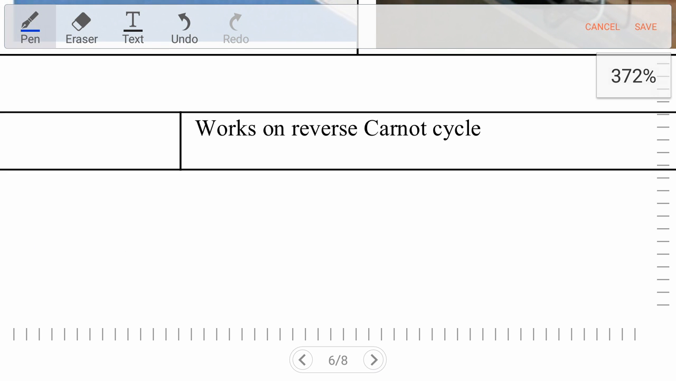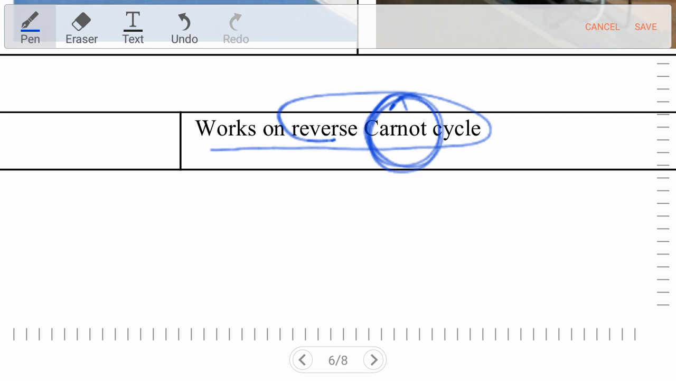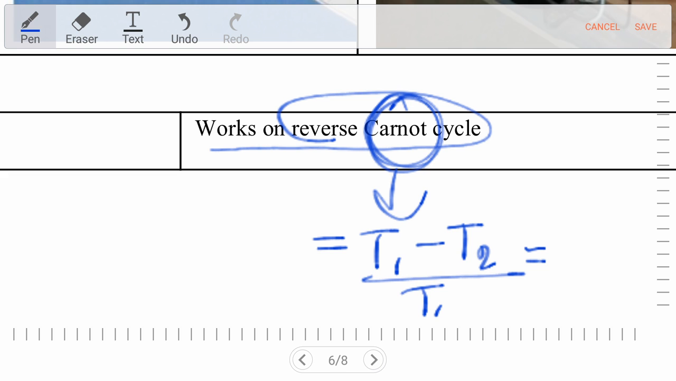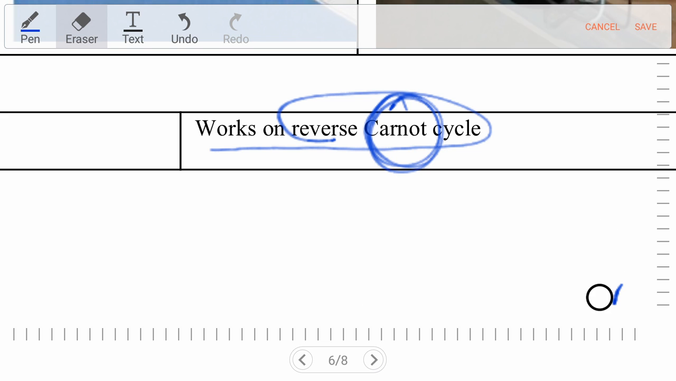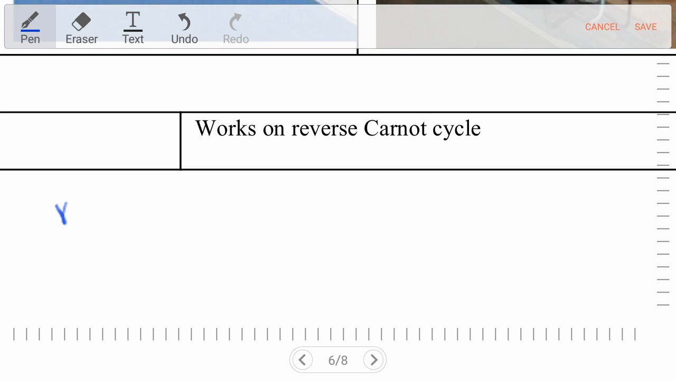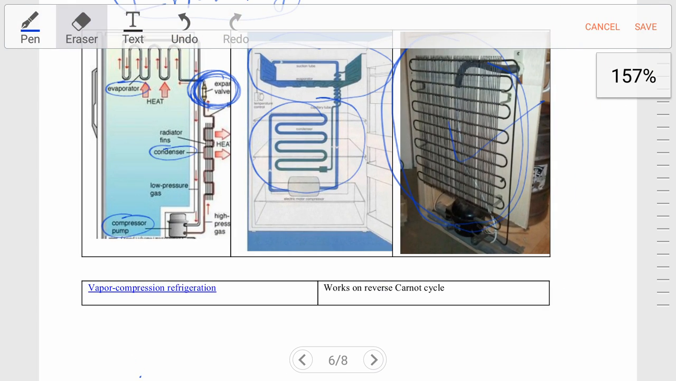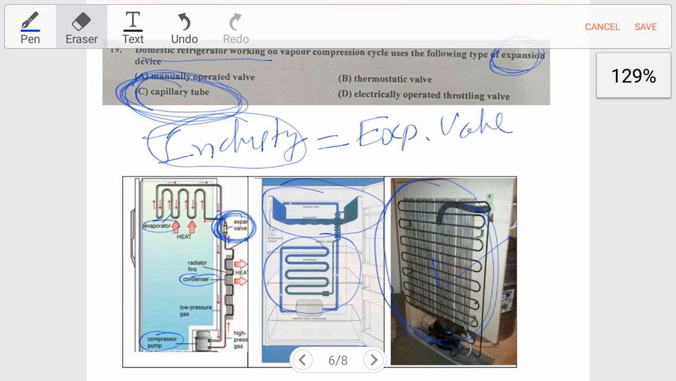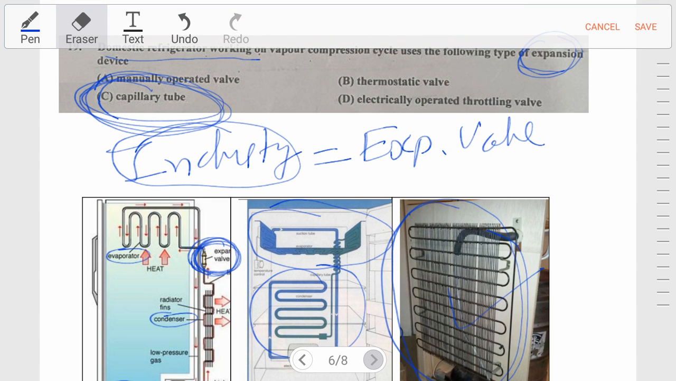Now over here there is also another equation. We can see here the vapor compression cycle works on the reverse Carnot cycle, but for the Carnot cycle the equation is (T1 minus T2) upon T1, or we can write 1 minus T2 by T1. Now if we want to find the efficiency of the system, then efficiency is equal to 1 upon COP. Okay, remember this equation. I think this information is enough for a refrigerator. Now let's move to the next question.